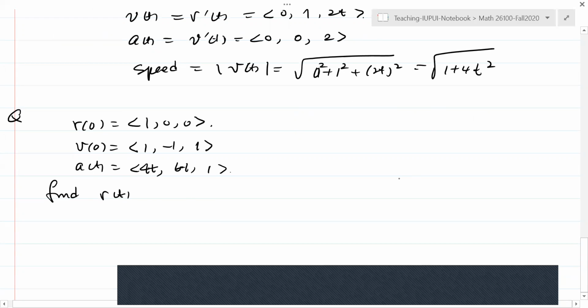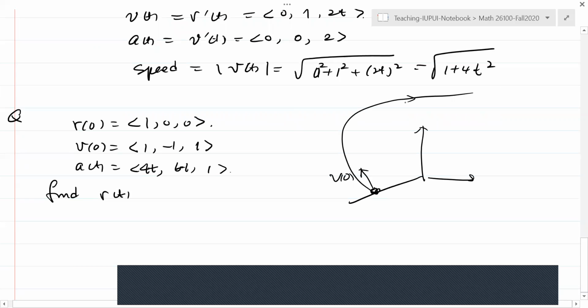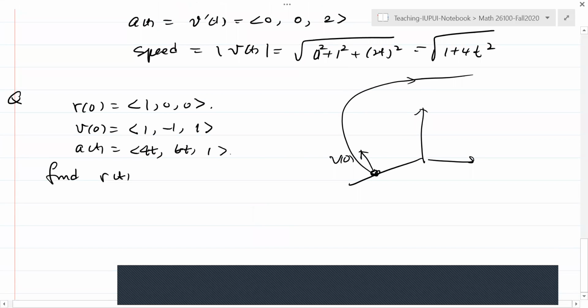So we already know that the initial velocity is in that direction, and the object is flying away. But I know the acceleration vector at time t. So can I figure out the orbit, the position at any time t? Right, we can do that. And how to do that? Step by step. We find the velocity vector first.